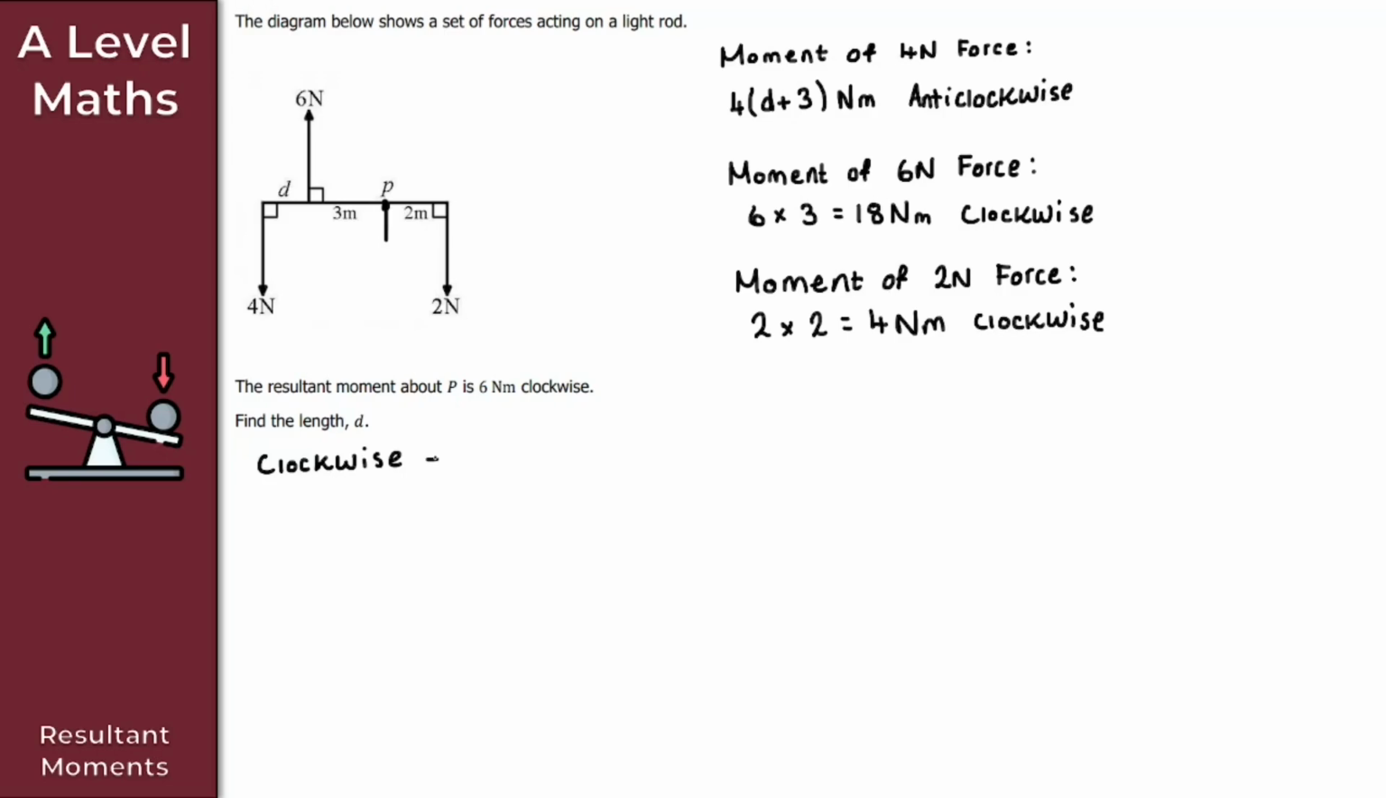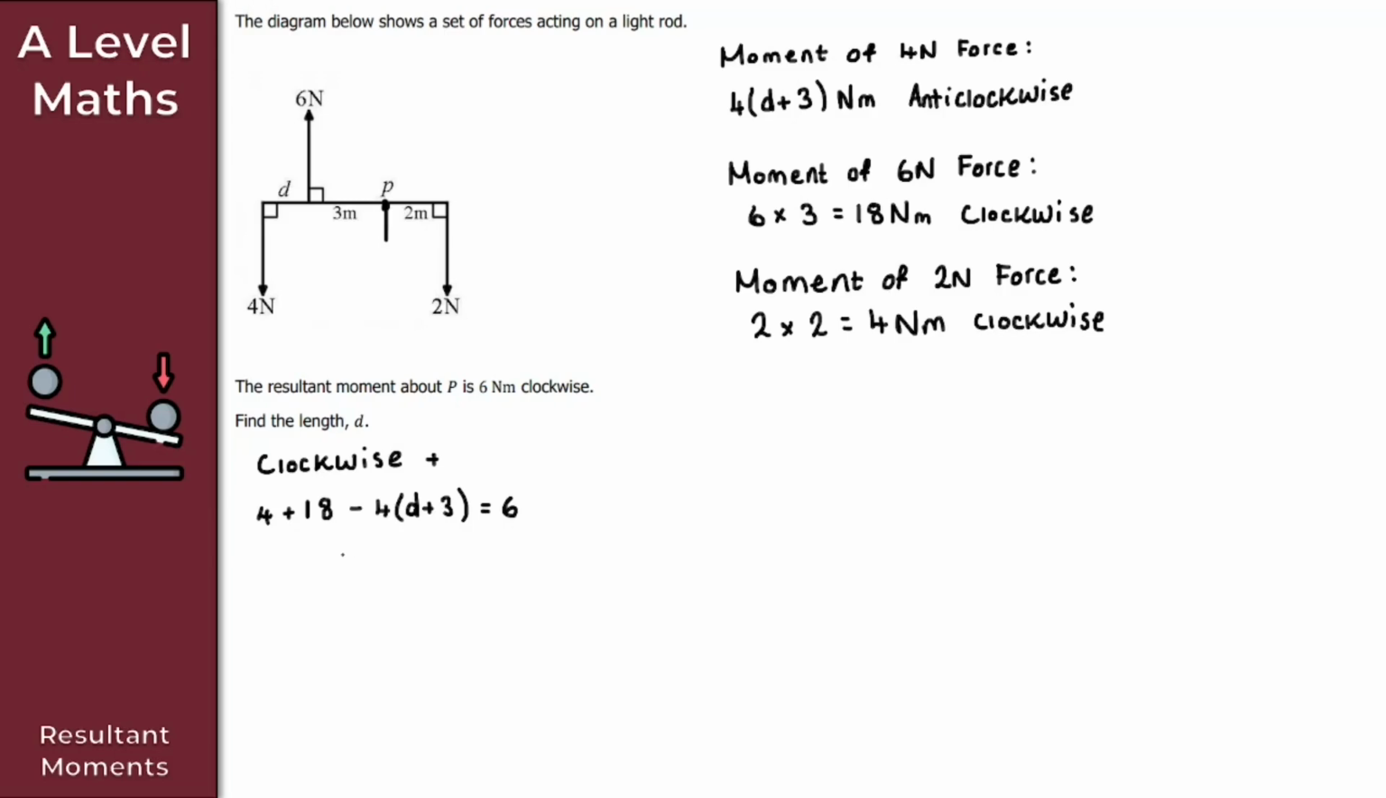Okay, so choosing clockwise as positive here then. Well, in that case, we've got 4 plus 18 minus this then, because this is anti-clockwise, right? So remember, anti-clockwise in this case will be negative. I get 4 plus 18 minus 4 lots of d plus 3 is equal to 6, right? So this is positive 6 because this is 6 Newton meters clockwise here, and we've chosen clockwise as positive.